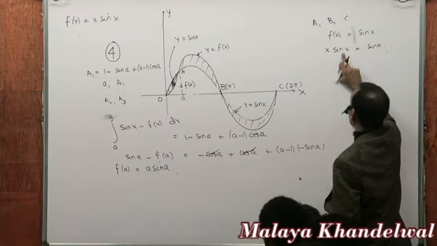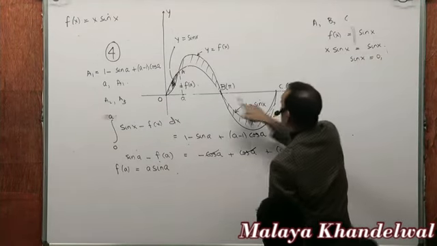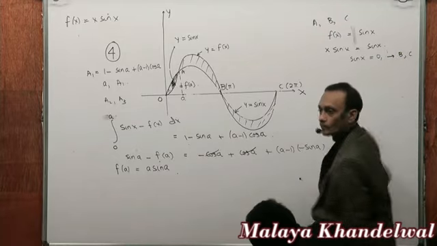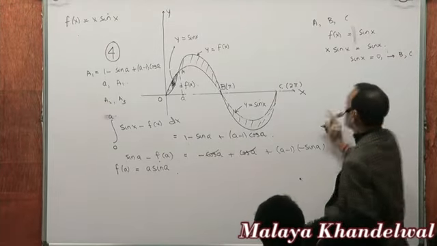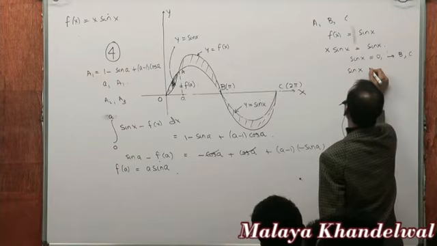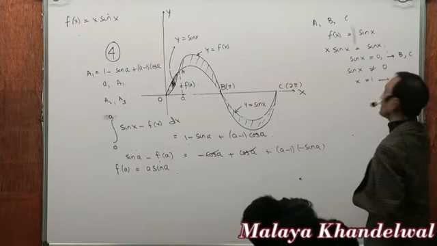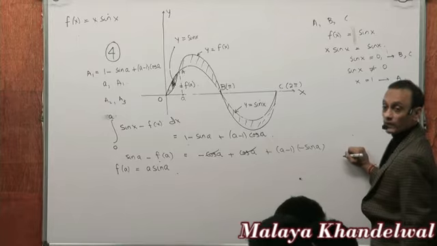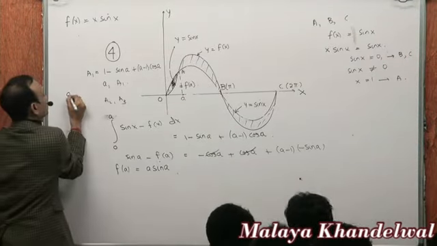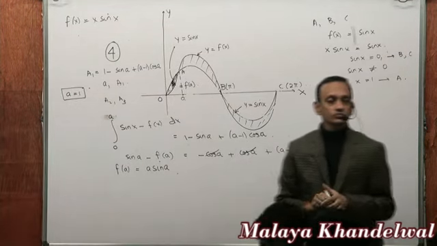Now, this can happen either when sin x is 0. When is sin x 0? Sin x is 0 at B and C. So this is about the points B and C, right? But when sin x is not 0, then x must be 1. And this must be about the point A. So for this specific point, A then turns out to be 1, right? Yes or no?